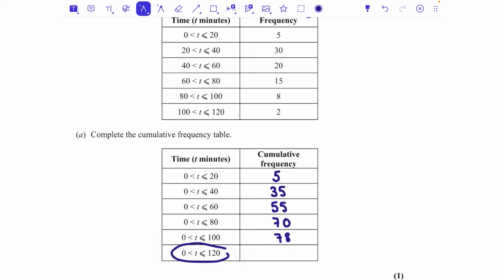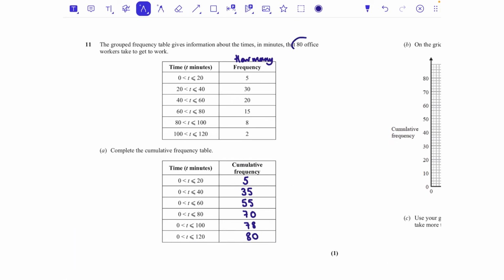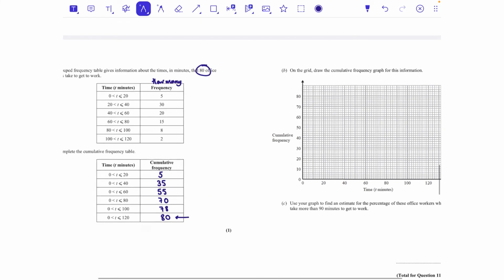So how many people from 0 up to 120? Well, that's all of the people. We've just got to add on that last 2, and that takes us up to 80. Now, if you check in the question, they normally tell you how many people there are altogether. We asked 80 office workers how long it took them to get to work, so we would want that number to be 80. If it wasn't, we'd know we'd done something wrong. And we now just need to plot it on a graph.